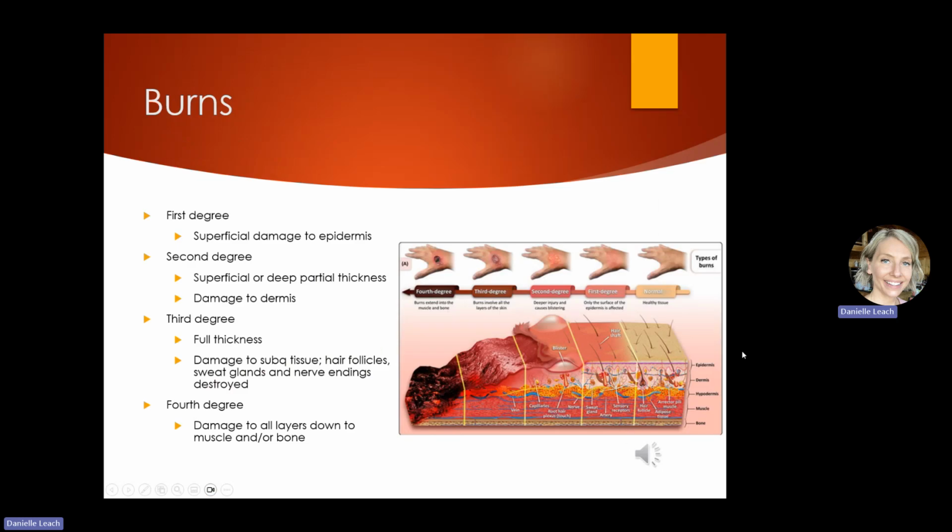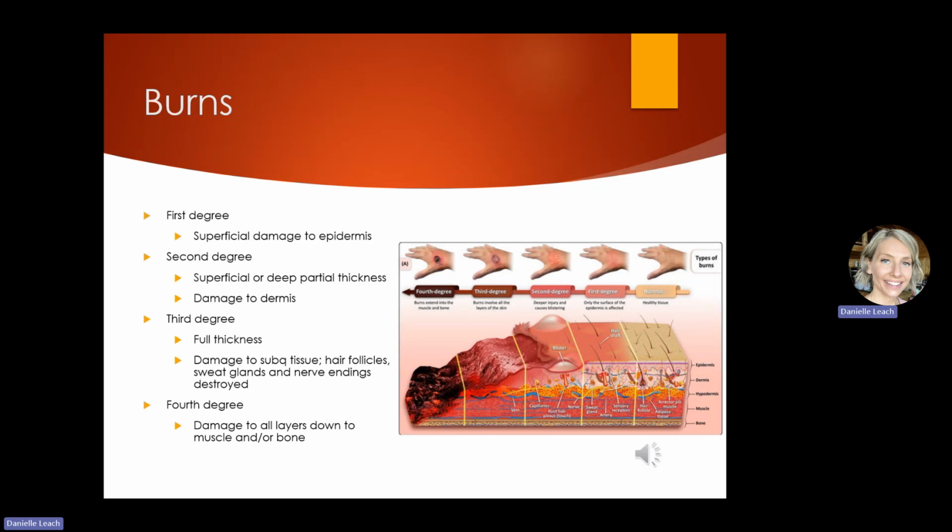Burns. So when we're talking about burns, there's different degrees of burns, and they're very similar to the different degrees of pressure ulcers. A first degree burn is just superficial damage to the epidermis. The best example of this is a sunburn or getting burned by something like a curling iron or a hot oven. So just the top layer, just the epidermis is damaged and nothing below.